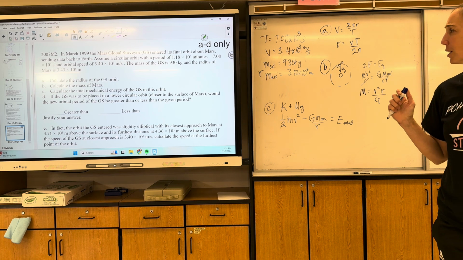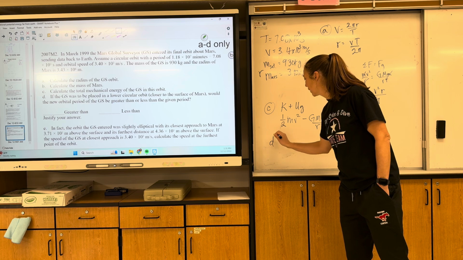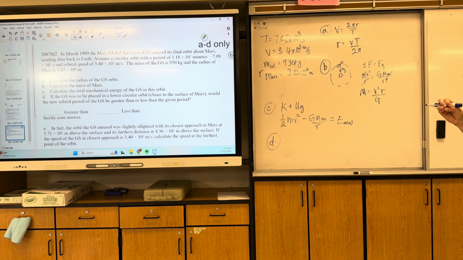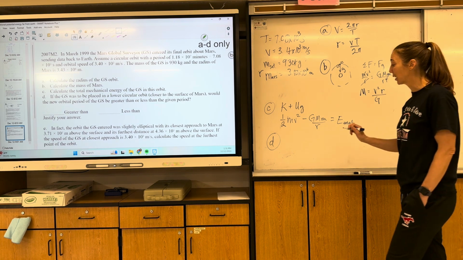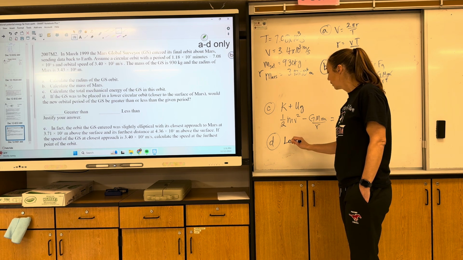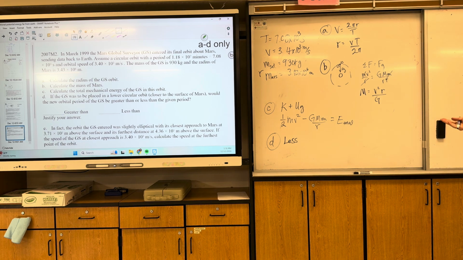And then part D says if the satellite was placed in a lower orbit, closer to the surface of Mars, would the new orbital period of the satellite be greater than, less than, or equal to the given period? And so for that one, yes, it's going to be less than. Now you have to justify your answer.